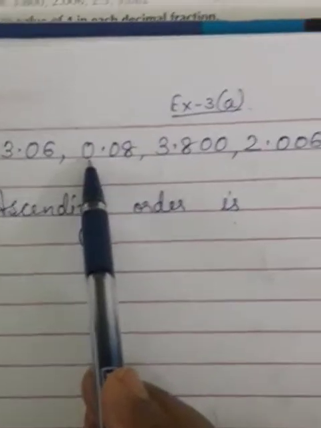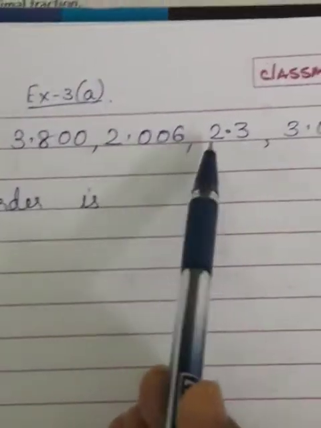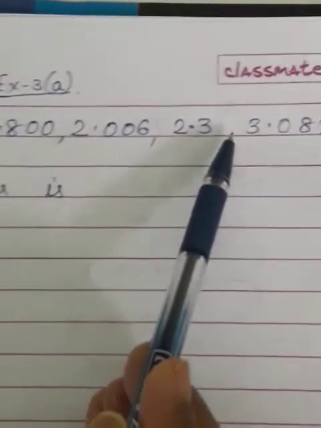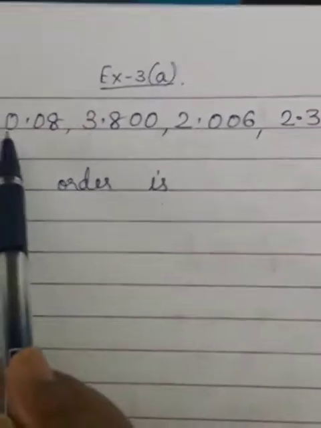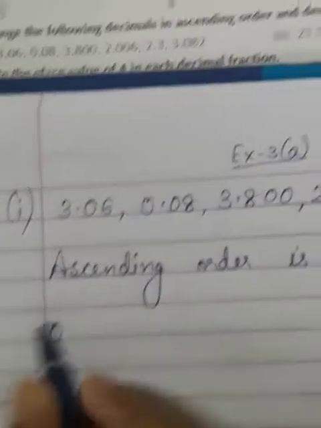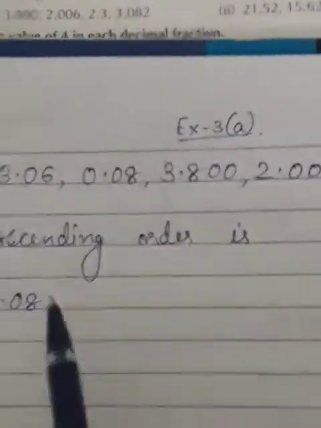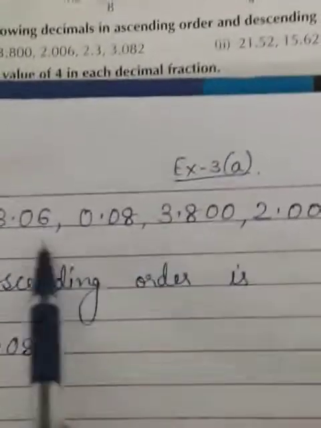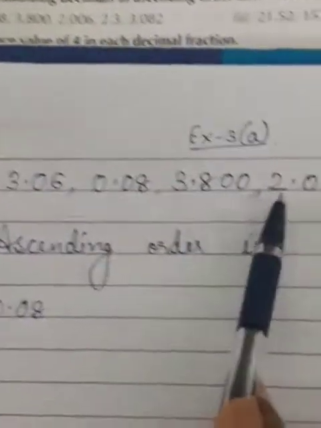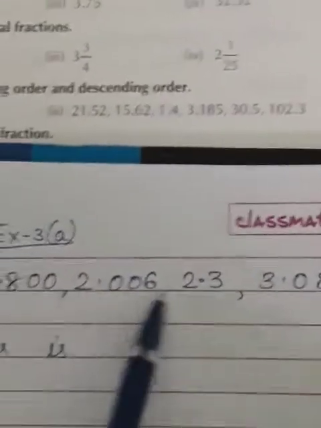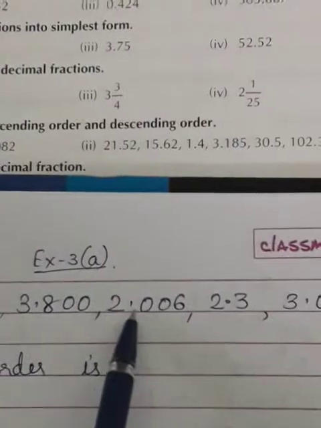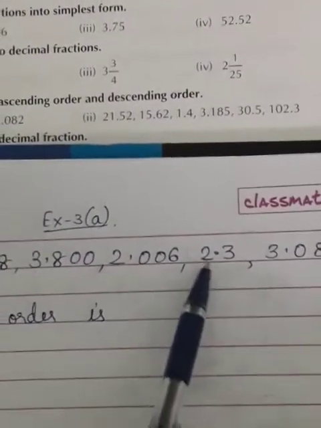First you see the number before the decimal: 3, 0, 3, 2, 2, 3. So from these numbers before the decimal, 0 is the smallest. So this is the smallest number, 0.08. Now this is gone. From the remaining numbers, 3, 3, 2, 2, 3, 2 is small. Now 2.006 and this is 2.3.